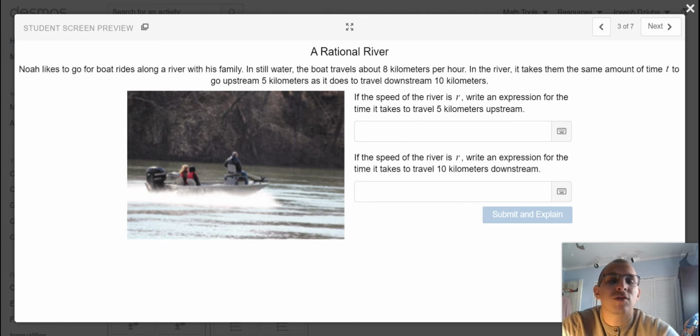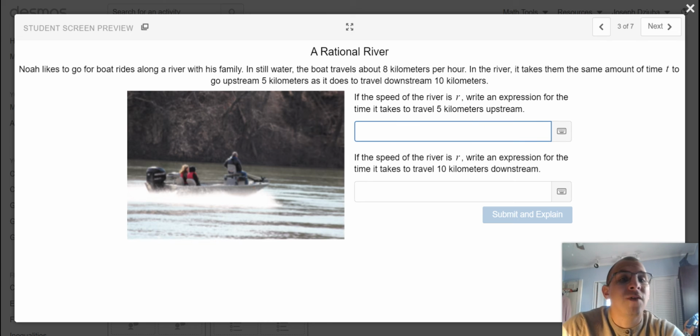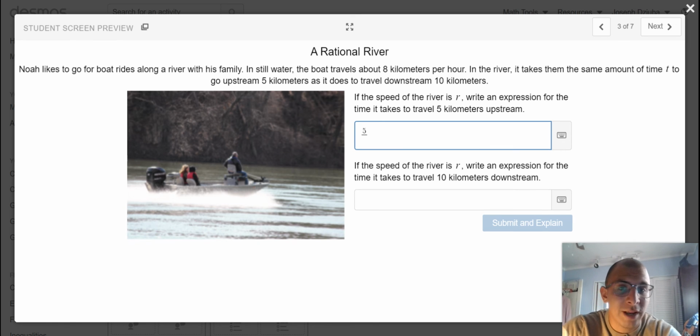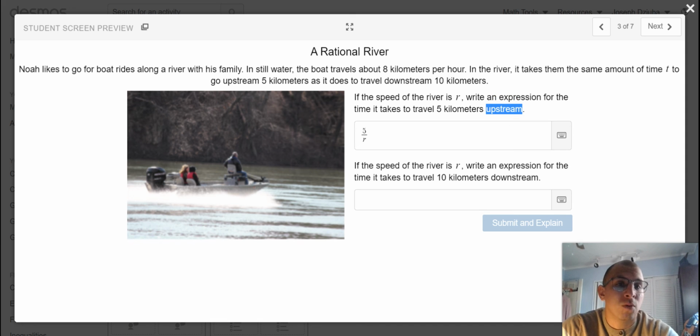So first and foremost, write two expressions for the time it's going to take to travel 5 and 10 kilometers. Remember, as we mentioned a few lessons ago, if you want to calculate time, this goes back to physics. Time is equivalent to the distance, so that'd be 5 divided by the rate. Do not assume that the denominator can simply be r, because of these contextual words of upstream and downstream.